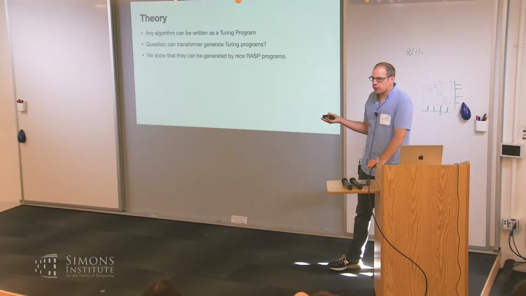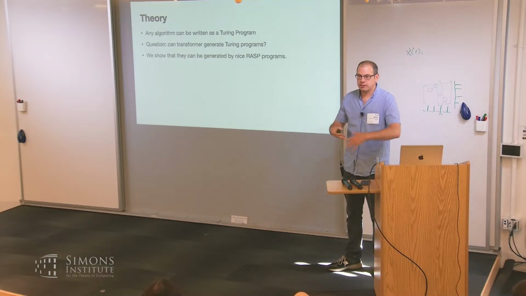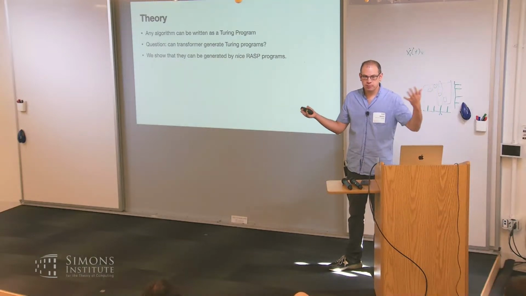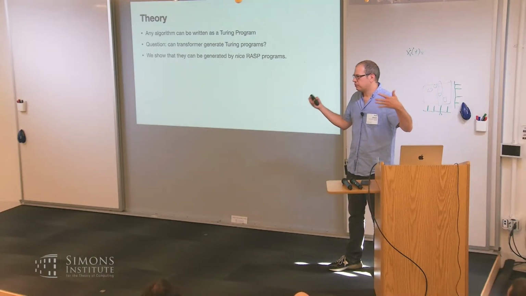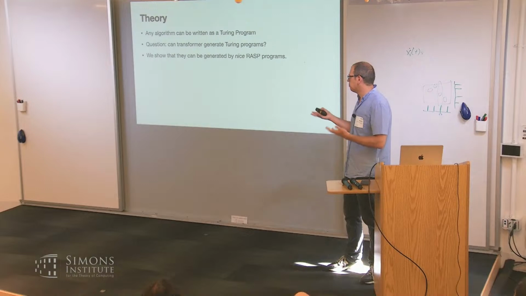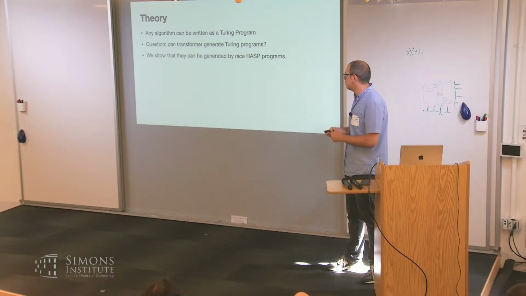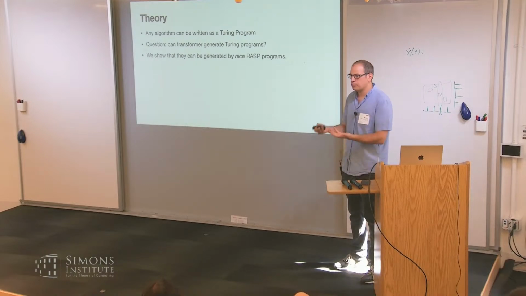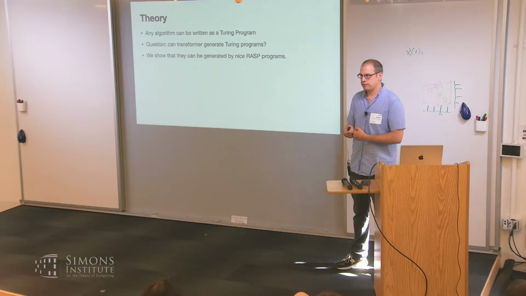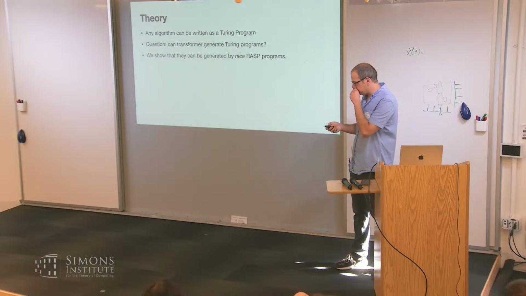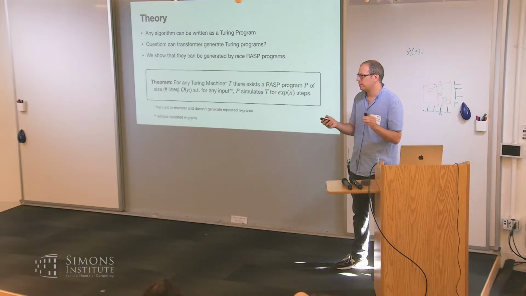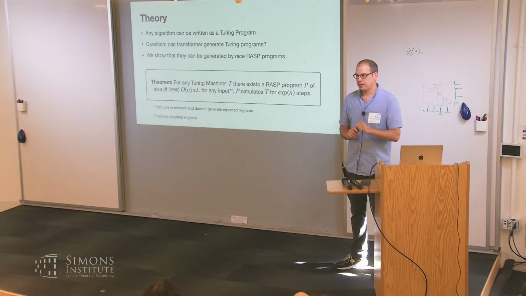So any algorithm can be encoded in this way. Maybe this is a very inefficient way to encode algorithms, but hopefully you're convinced that you can convert any algorithm to a Turing machine or a Turing program of this form. And now the question is, can transformers actually implement this formulation of the algorithm? And we showed this by generating a nice RASP program.